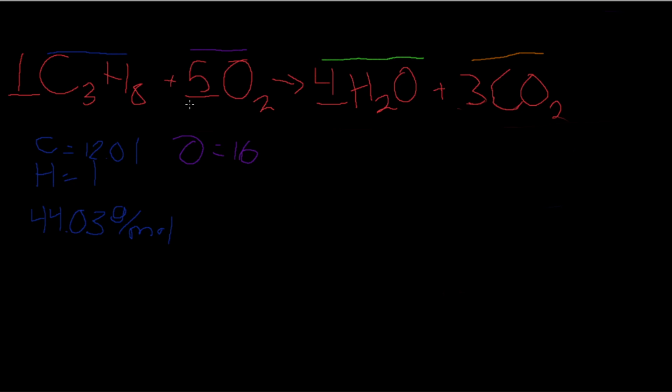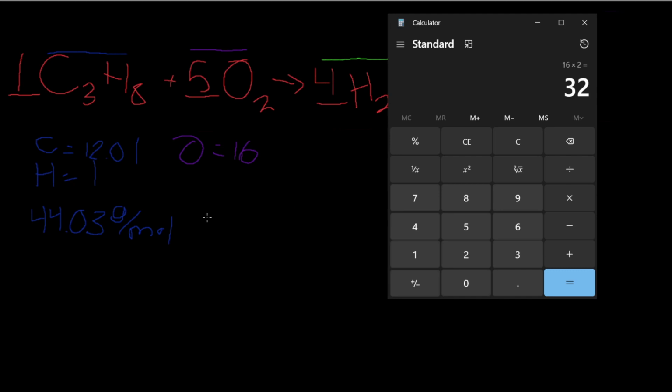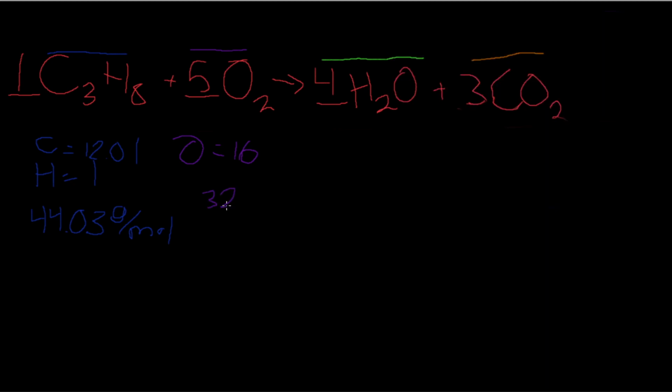We can ignore the 5. I'm so sorry about that if that was confusing. Ignore the number in front. Only focus on the subscripts. So in this case, it'd be 16 times 2, which is 32. So 32 grams per mole.